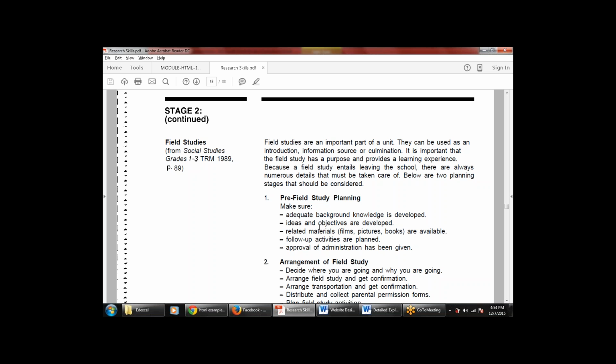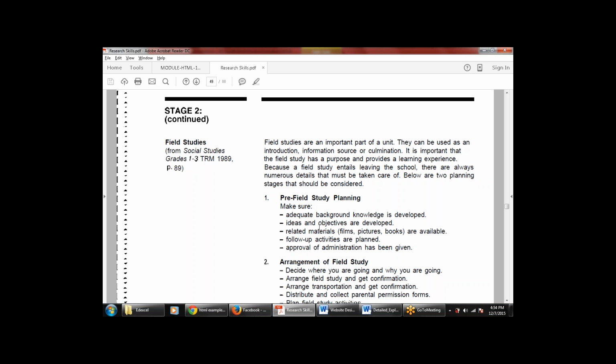For this, you have to make sure that adequate background knowledge is developed. That is the first condition. Then ideas and objectives are developed. That is the second condition. Make sure that in the pre-field study planning, ideas and objectives are developed in an effective manner.